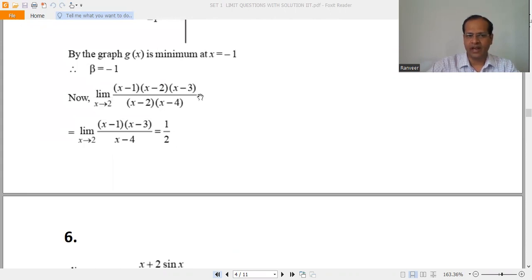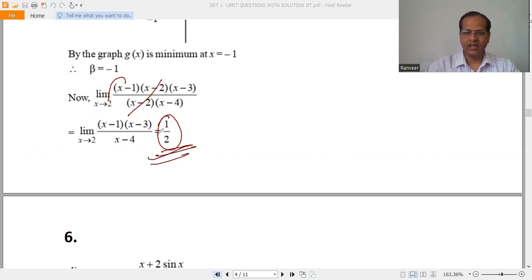After that, you factorize all the terms, with x tending to 2. That means x minus 2. You have to look for it in the numerator and denominator, cancel it, and substitute the limit. So x minus 2 and x minus 2 will cancel, and substitute the limit here: 2 minus 1 and 2 minus 3. Minus minus plus, and 2 minus 4. The value is 1 by 2 after doing all the substitution. So in this way you have to draw the graph.